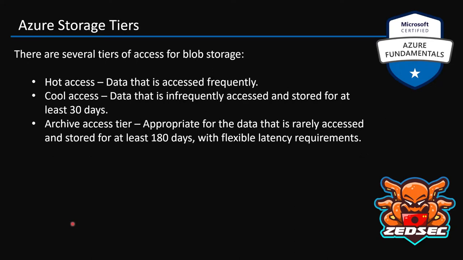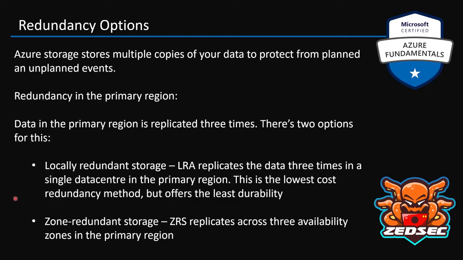Azure Storage Tiers. There's several tiers of access for blob storage. There's Hot Access, which is data that's accessed frequently. Cool Access, which is data which is infrequently accessed and stored for at least 30 days. There's Archive Access tier as well, which is appropriate for data that's rarely accessed and stored for at least 180 days with flexible latency requirements. In order to access data from the Archive tier, you're going to have to rehydrate that data again before you can actually use it.